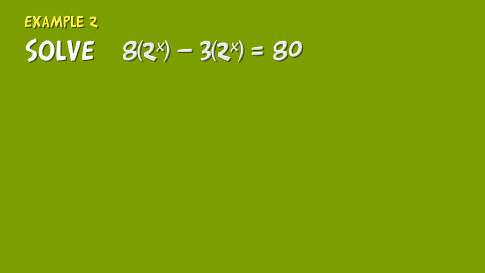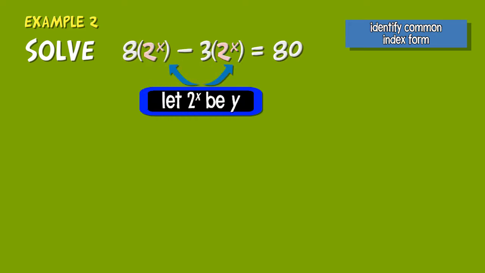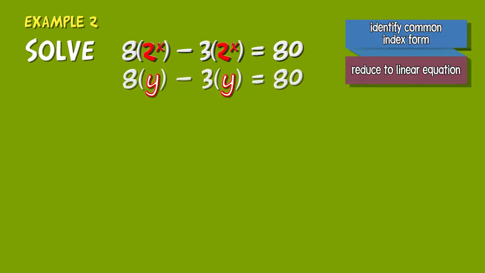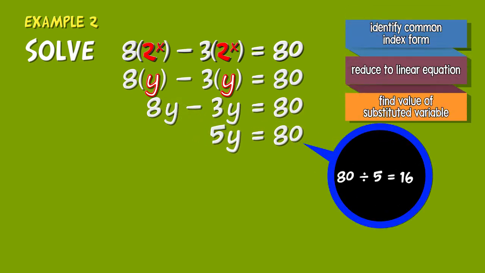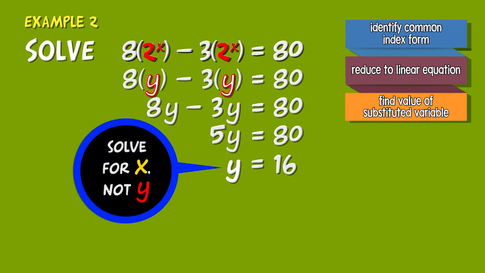Next, let's look at a similar example. Again, can you identify the common index form? Yes, 2 to the power of x is the common index form. So, we can substitute the common index form 2 to the power of x as y, and we get the linear equation 8y minus 3y equals 80. We solve for y to be 16, and now it's time to solve for x.